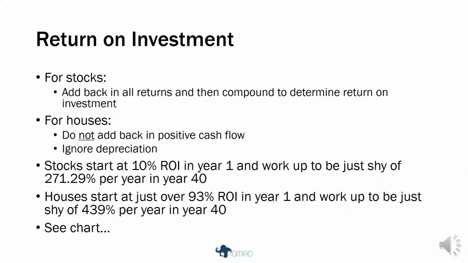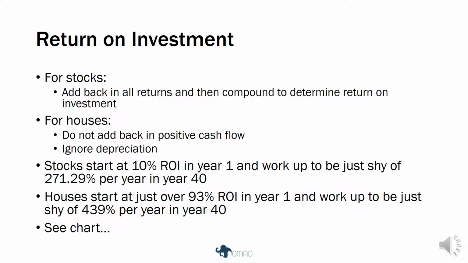But let's go and show what the return on investment would be for stocks and what the return on investment would be for houses. So for stocks, it starts off in year 1 at 10% return on investment. That's the return we're getting. But as you add more money in, it compounds. In year 40, it ends up being a 271.29% return on investment per year.